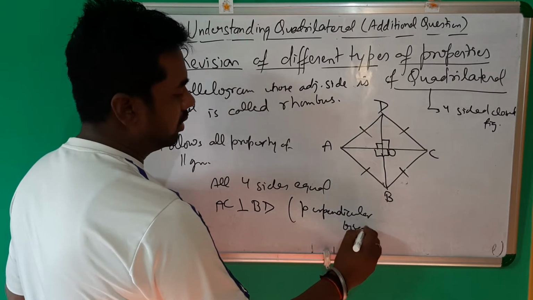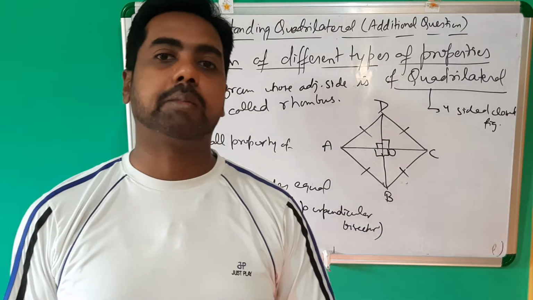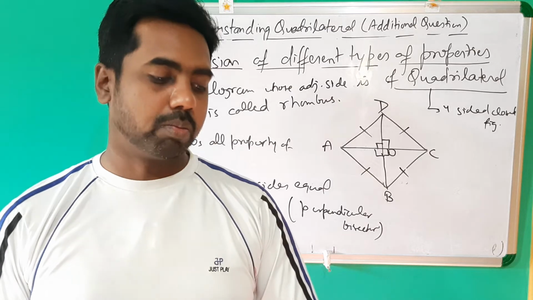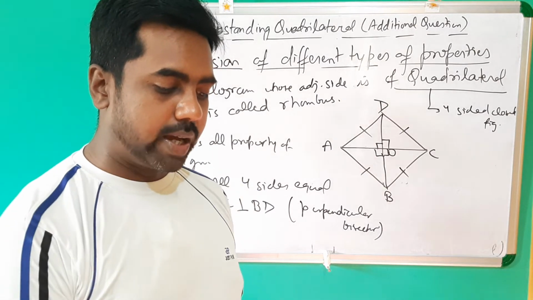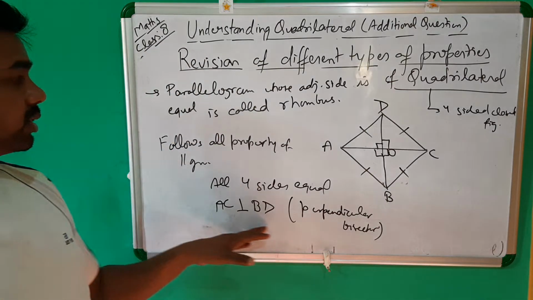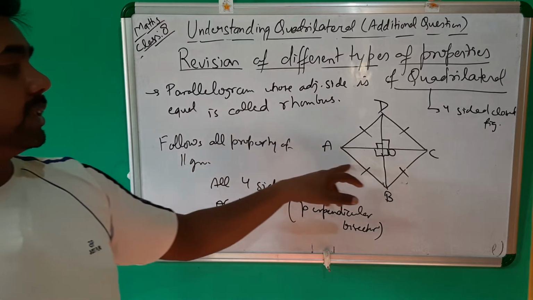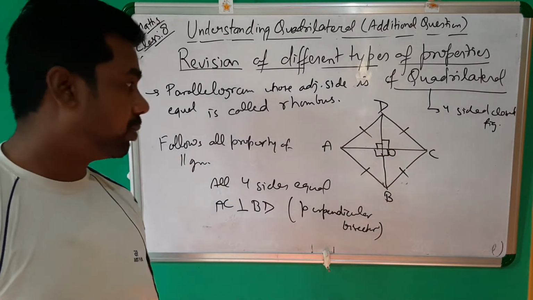Perpendicular bisector. That's why it is called diagonals are perpendicular bisector. So rhombus is that quadrilateral whose diagonals are perpendicular bisector. So this is rhombus. Repeating again, a parallelogram whose adjacent sides are equal is called a rhombus.